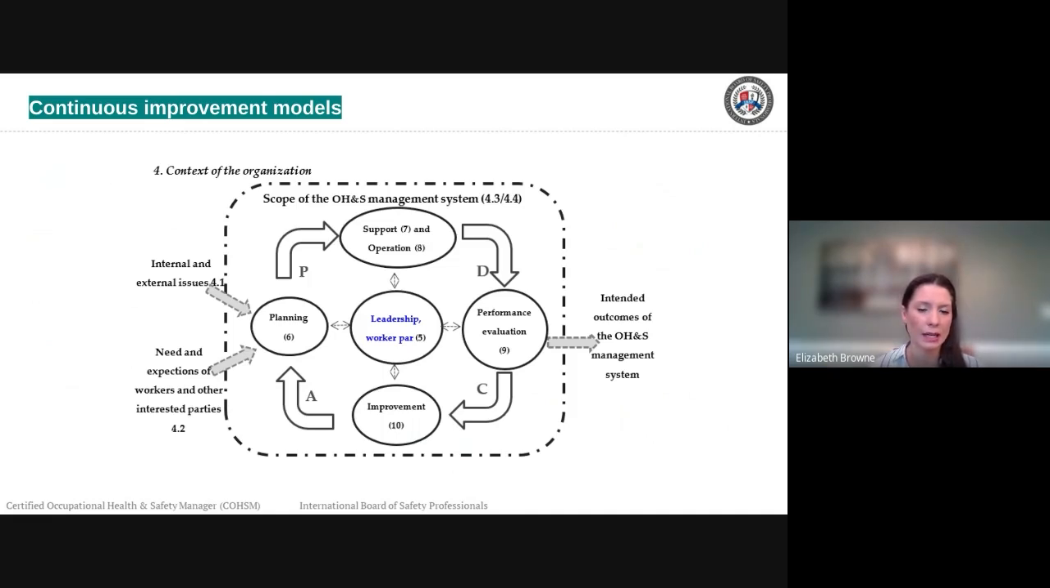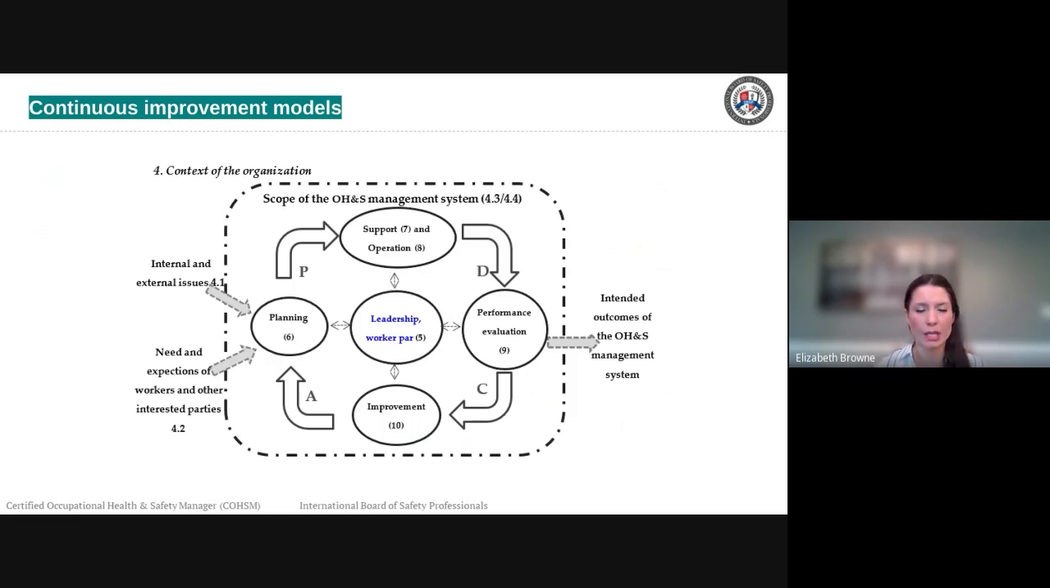We're also, when we're looking at planning, looking at the needs and expectations of workers and other interested parties. So as you can see, new issues can arise at any time. We're listening to worker feedback, whether it be through an accident report, a near miss, or a hazard identification. We're taking that into account. And it's always positive to not just take in what is the hazard the workers identified, but asking for their input on hazard controls, because there's really no one that knows their job better than the person doing it.